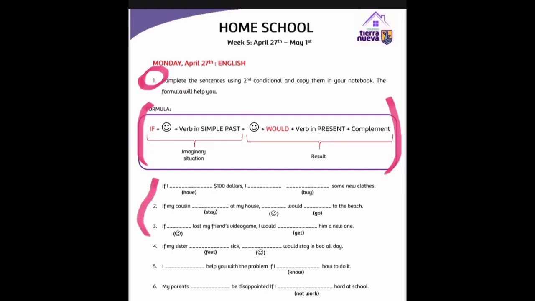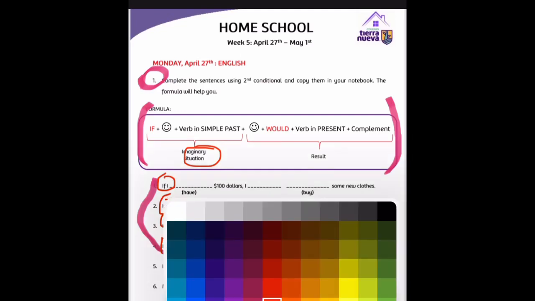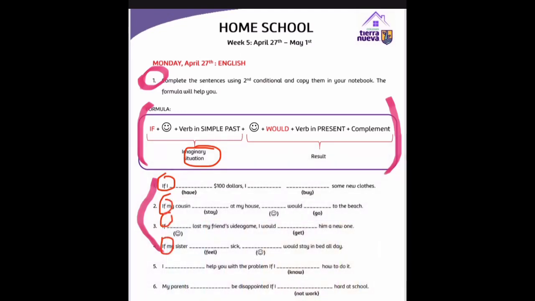Okay, so now please notice that the first sentences, 1, 2, 3, and 4, start with the word if. This means that they start with the imaginary situation and then with the result, okay? But the last two sentences, number 5 and number 6, they don't start with if, so we are assuming that they start with the part of the result, okay?